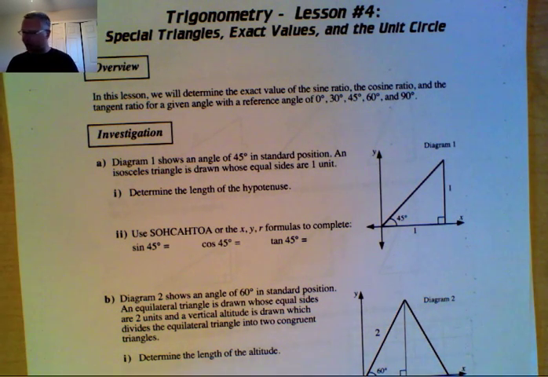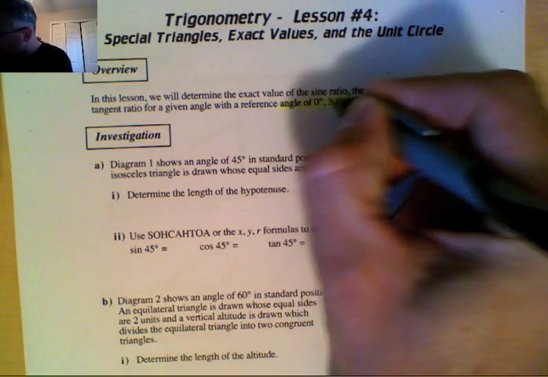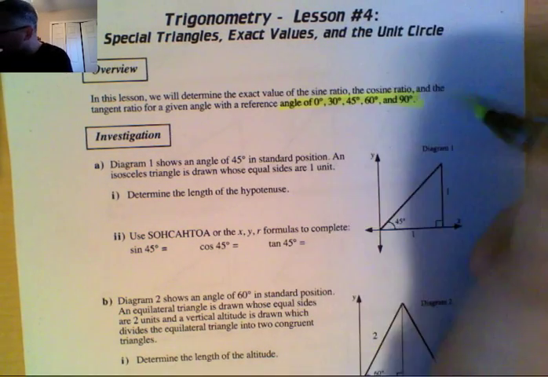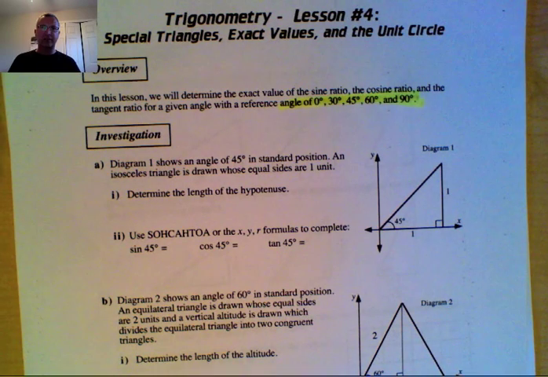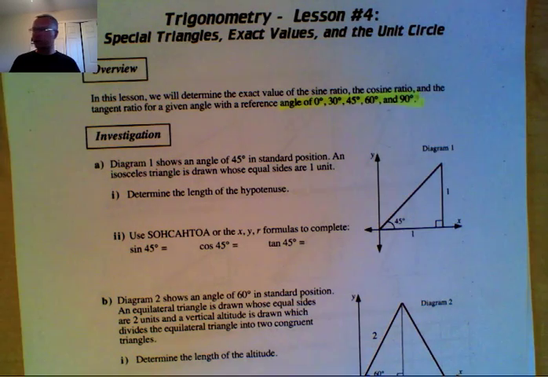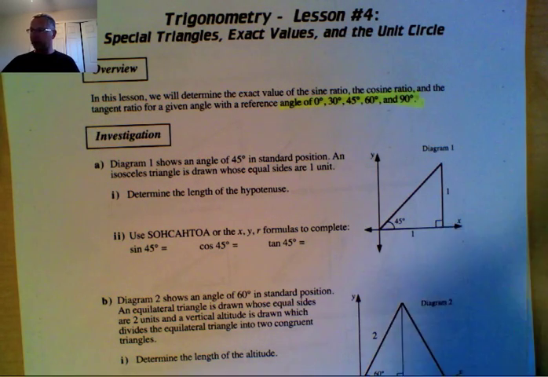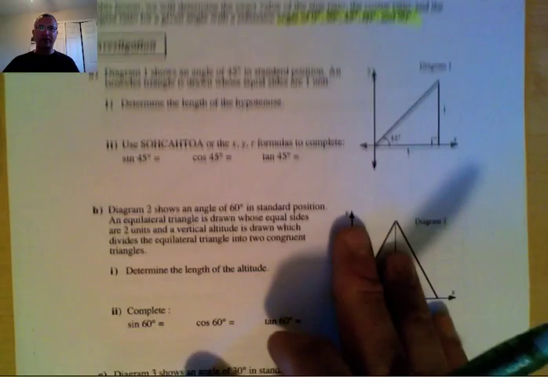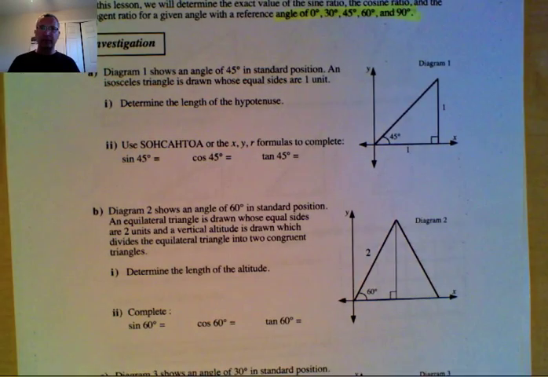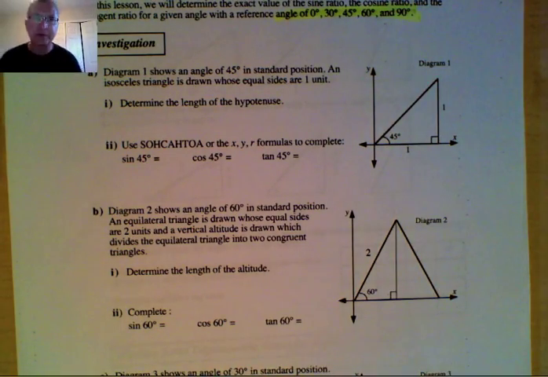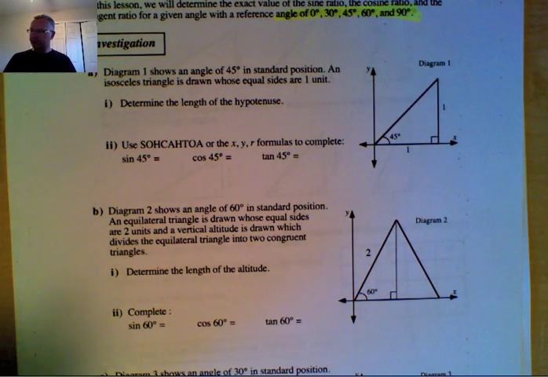So the first thing that you need to realize is that the special angles or special triangles come from the reference angles 0, 30, 45, 60, and 90. So those are the angles we're going to focus on. And we're going to talk about how they actually come up with the values of these particular angles.